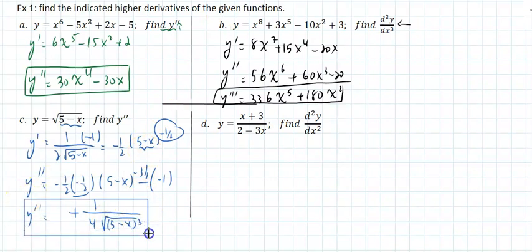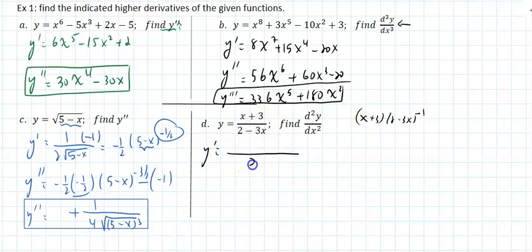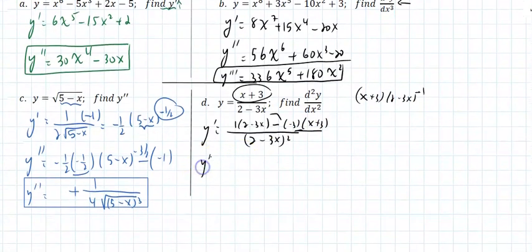Again, you could use the quotient rule if you like. Here we have no choice. Well, we do actually, but we could write this as x plus 3 times 2 minus 3x to the negative 1 and use the product rule twice. Or we could say, let's just use the quotient rule over the denominator squared. So derivative of the top is a 1 times the denominator minus derivative of the denominator, which is negative 3 times the top. Now normally I would be done right there, but since I have to take a second derivative, I need to clean it up.